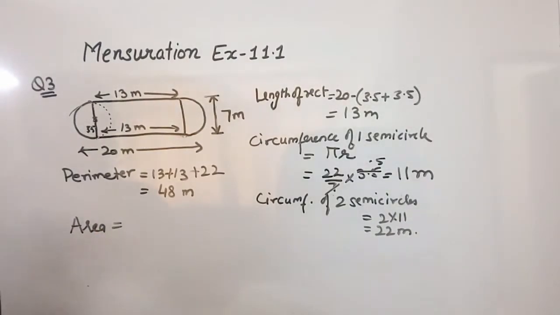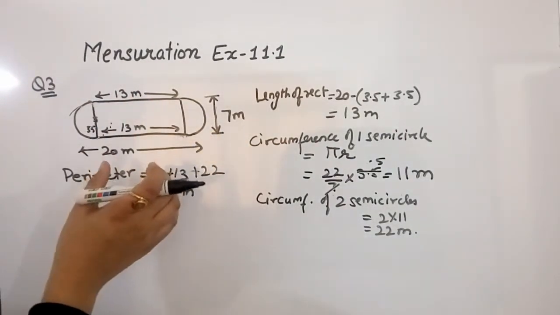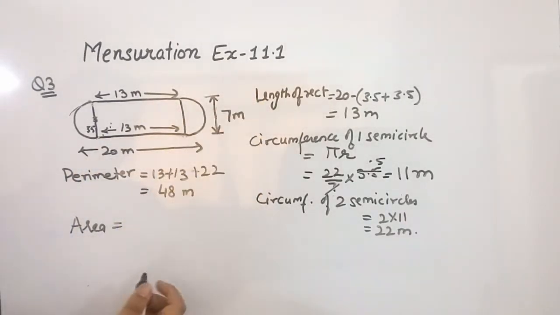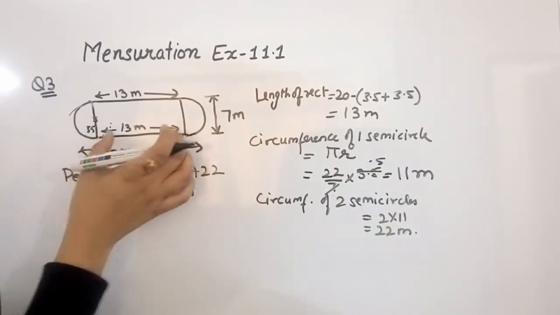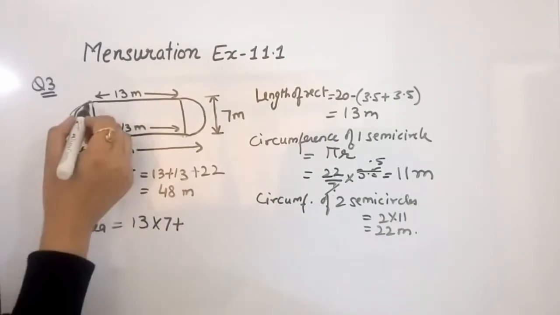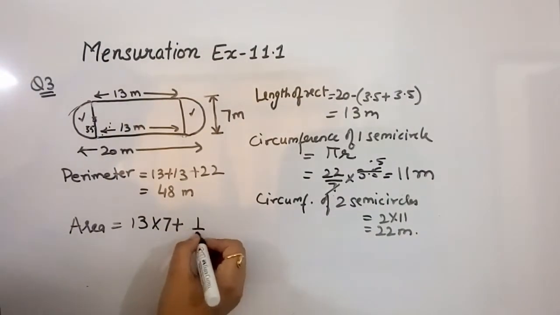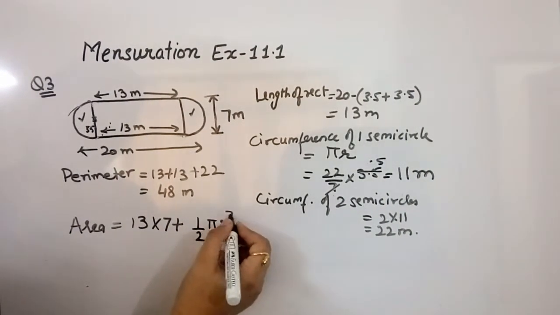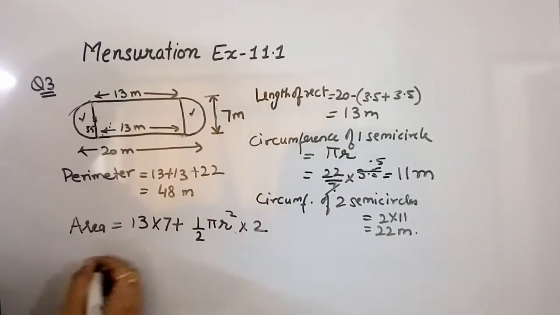Area of this garden: this is a rectangle which has length 13 meter and breadth 7 meter. So the area of this rectangle is length into breadth, 13 into 7, plus the area of this semicircle and this semicircle. Area of a circle is pi r square. So the area of a semicircle is 1 by 2 pi r square, plus, we have two semicircles, so we have to multiply it with 2.